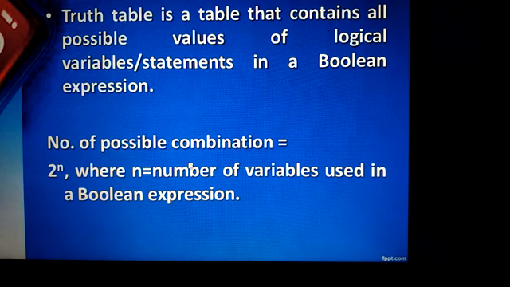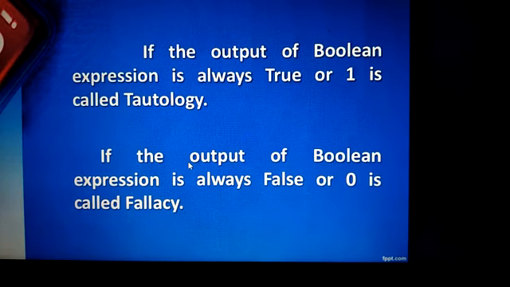You see here is the formula: the number of possible combinations is 2 to the power n, as I explained in the previous class. Now today we see what is tautology and fallacy. This is asked in the exam for 1 mark. What is tautology and what is fallacy?